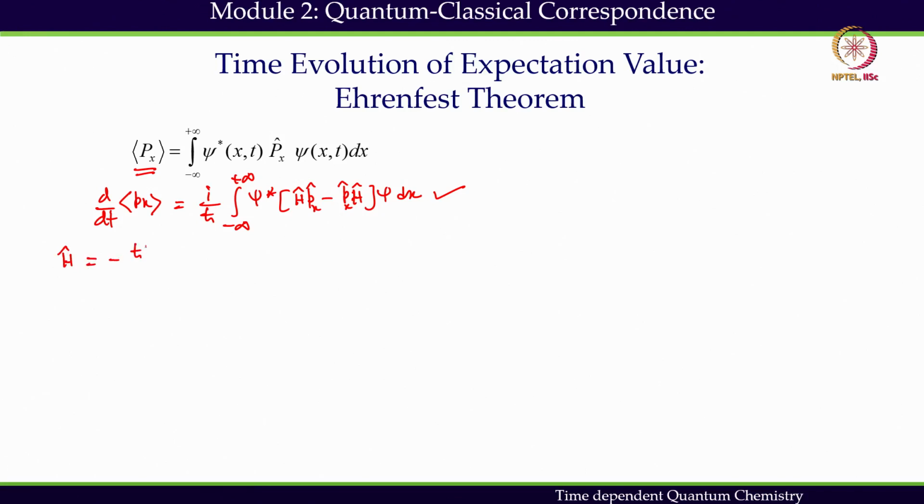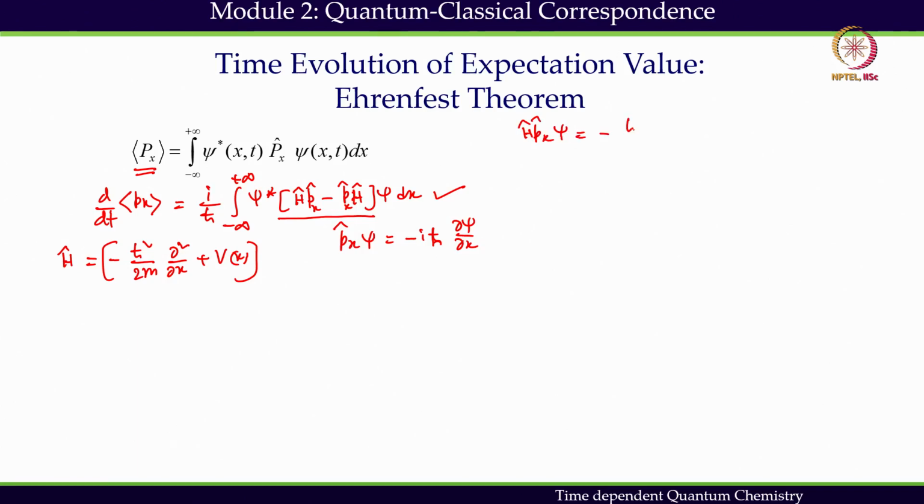Because h is a Hamiltonian operator which can be written as minus h cut square by 2m times the second derivative with respect to position, plus v. Again we are considering the time independent potential, and because px is nothing but minus i h cut times the derivative with respect to x, we can write this down first, as we did before. First we have to find out this commutator, and if we know the commutator, then we will be able to get the solution.